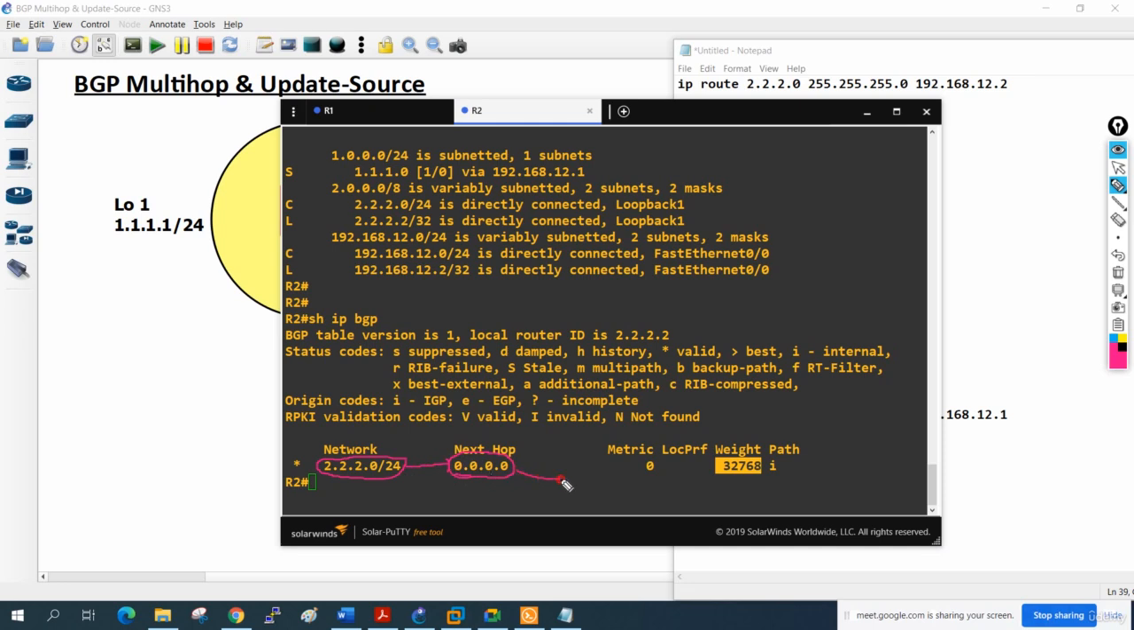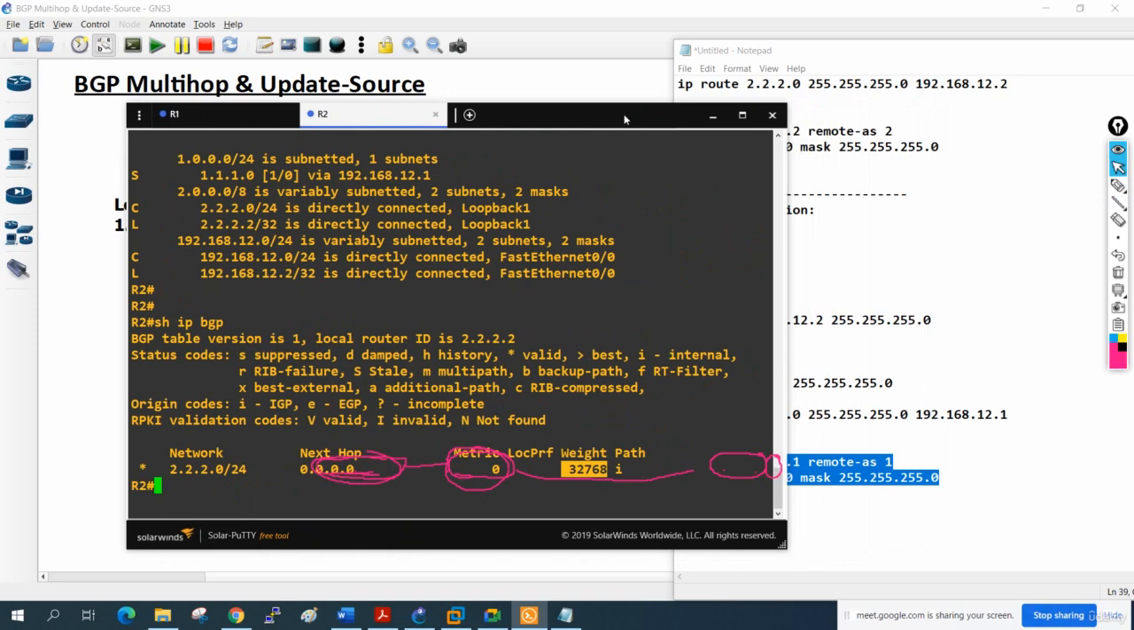Also, when we check the weight and get the weight value as 32768, that means we are getting this network from the same router. So we need to remember, if the next hop is 0.0.0.0, this is our own network only, and our weight will be 32768. Also, if we get an i here, it means we advertised this network by using the network command. So let me repeat again what I am saying here.